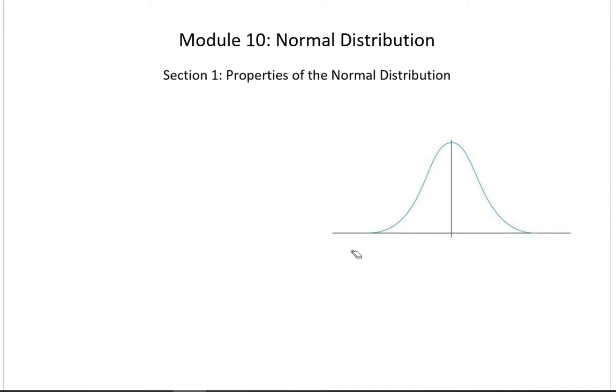Okay, so that's kind of a quick rundown of what the normal distribution is, but now what I want to go through are some properties of this distribution itself.